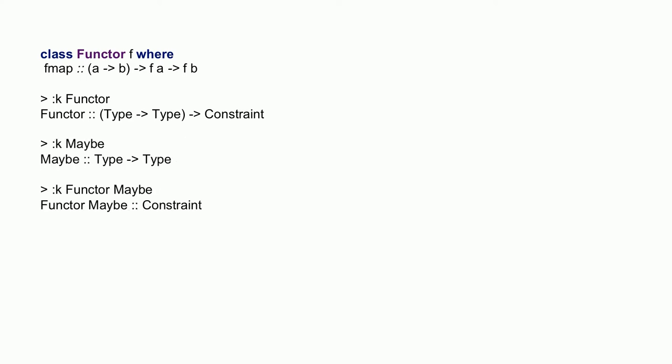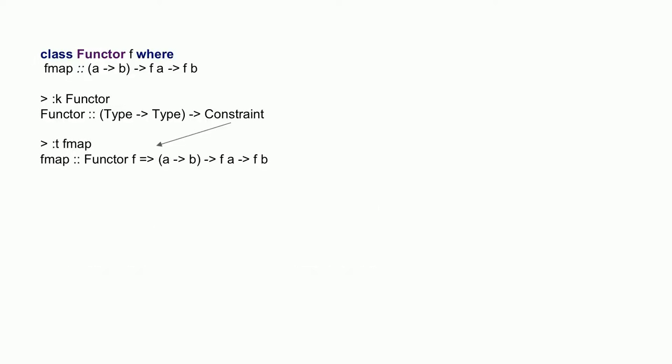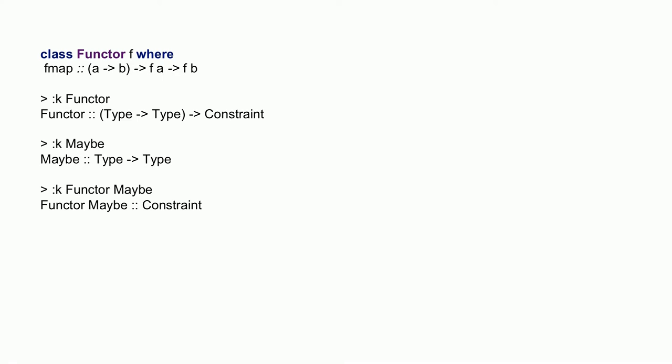So if it takes a type constructor as input, what happens if we pass a type constructor to it? So maybe, is it the right kind? So the kind of functor maybe is a constraint. So we can see on the type of fmap, functor f was indeed a constraint. So we could use functor maybe to satisfy a constraint there.